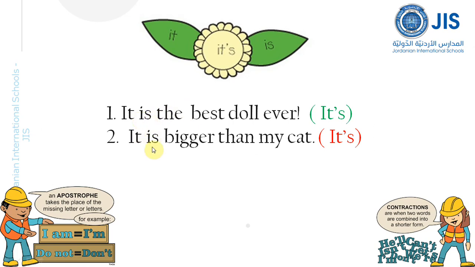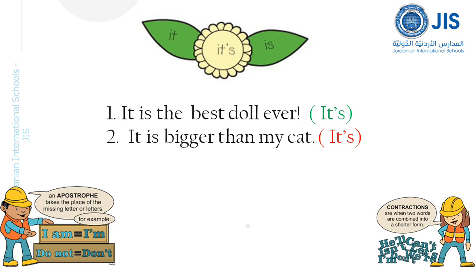Same here. It is bigger than my cat. If I want to change it is and make it it's, all I have to do is remove the i and put the apostrophe instead. Now notice that I made this picture for you so you remember in every slide that the apostrophe takes the place of the missing letters, and contractions are when you join two words together and combine them to make a shorter form.